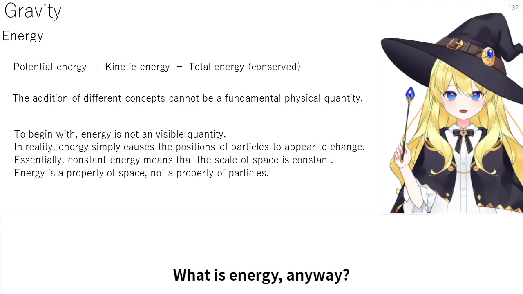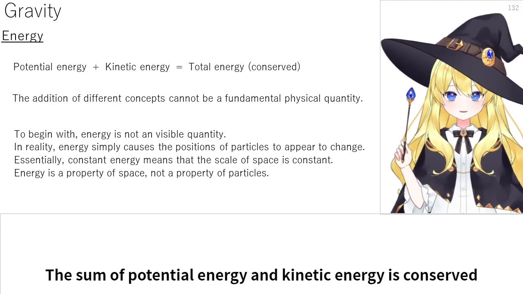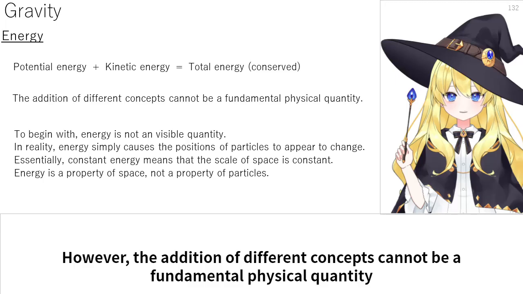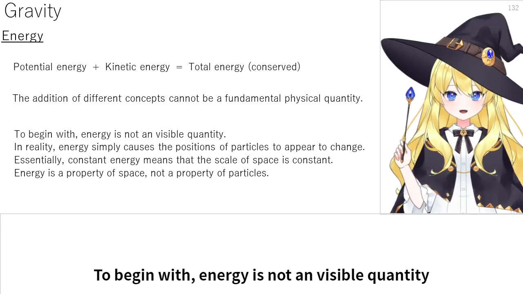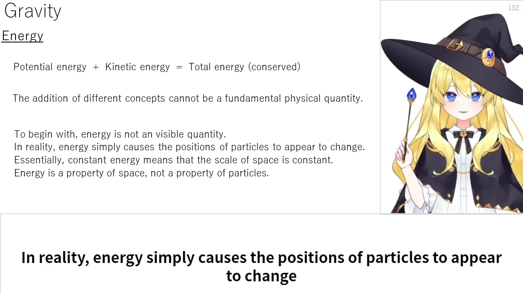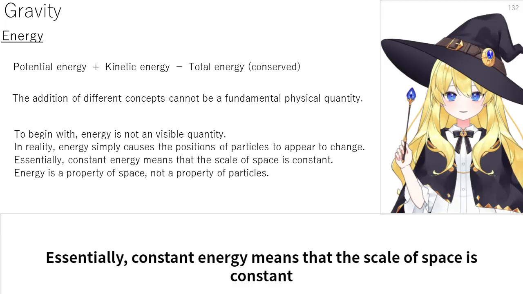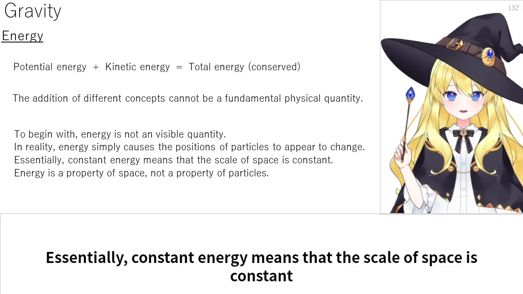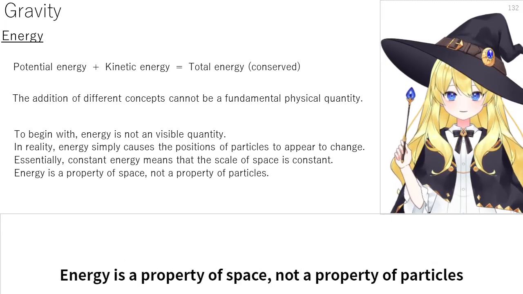What is energy, anyway? The sum of potential energy and kinetic energy is conserved. However, the addition of different concepts cannot be a fundamental physical quantity. To begin with, energy is not an invisible quantity. In reality, energy simply causes the positions of particles to appear to change. Essentially, constant energy means that the scale of space is constant. Energy is a property of space, not a property of particles.